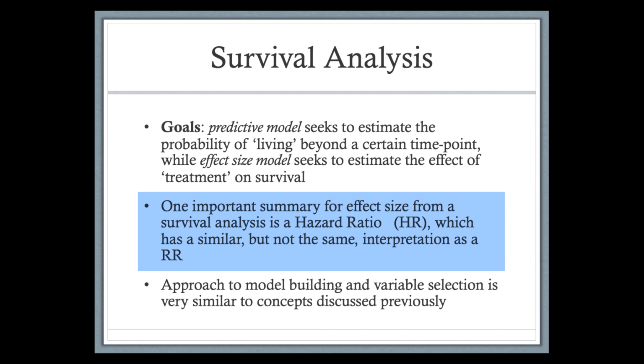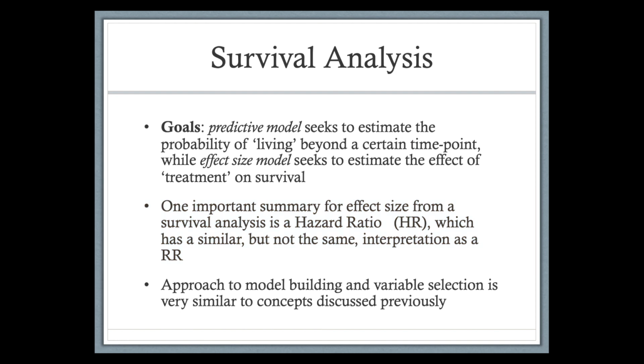An important summary you'll get out of a survival analysis is a hazard ratio. This is pretty similar, but not the exact same as rate ratio. In literature, they're often interpreted the same. It's slightly different. We won't get into that difference here. The approach to building the model and selecting variables, again, is the same as it was for previous models.